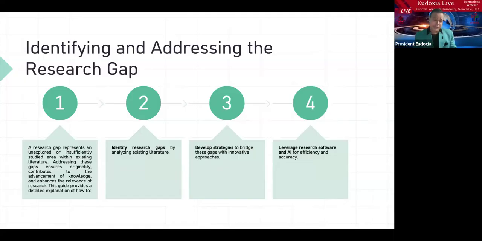Today in my lecture, you will find not the bookish part. It's purely working with qualitative research design. That means how to work, how to practically go for qualitative research design. And we have to start with identifying and addressing the research gap. To identify the research gap, we need to understand these are the unexplored, untouched areas, and we can do it by some process. First, we can identify the research gap by analyzing existing literature.